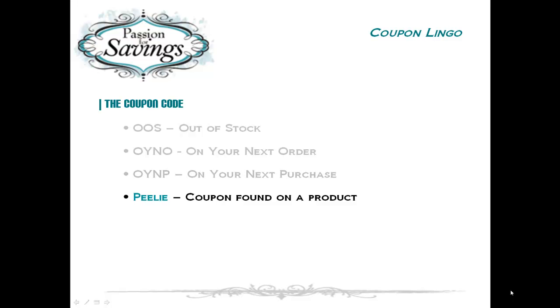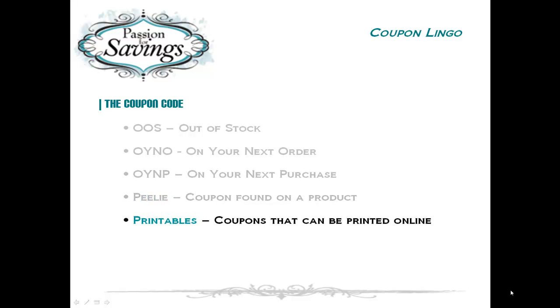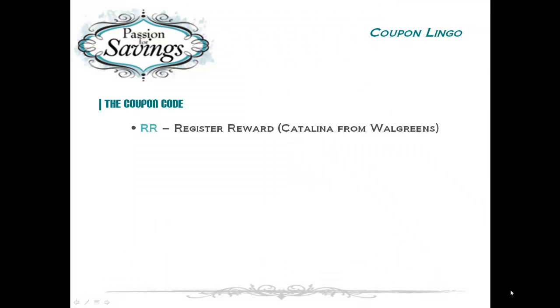A Peely is a coupon that's found attached to a product. A printable is a coupon printed from online. The letter Q often stands for coupon. RP is for Red Plum. There's a redplum.com, which is an internet site for coupons, as well as Red Plum newspaper inserts. So you've got to be careful and understand which one it's coming from.